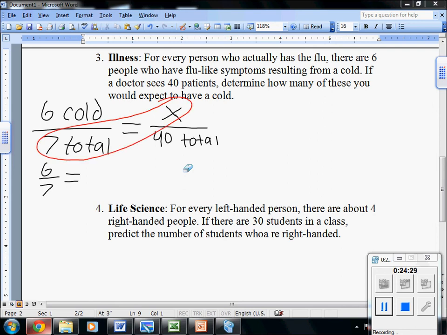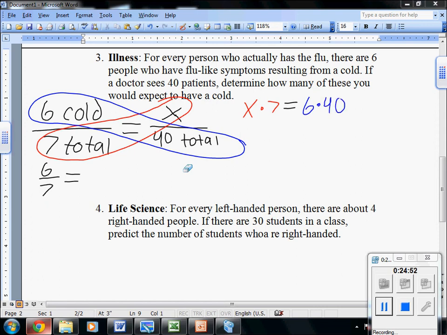All right, so let's see. Cross product property. Multiply diagonal this way. By the way, if you've checked your proportion, hit pause for a moment. Make sure you can solve this on your own first. Take the time to make sure you can prove it. All right, so let's see. Multiply that direction first. That's going to give us X times 7. Then multiply the other direction. So 6 times 40. Remember, those two things multiplied will always be equal to each other.